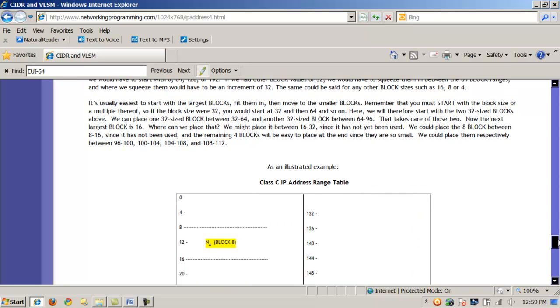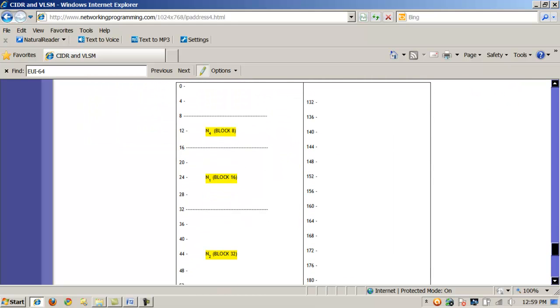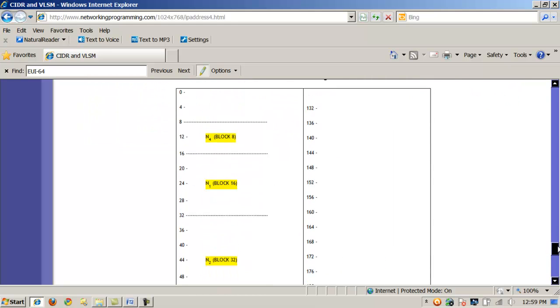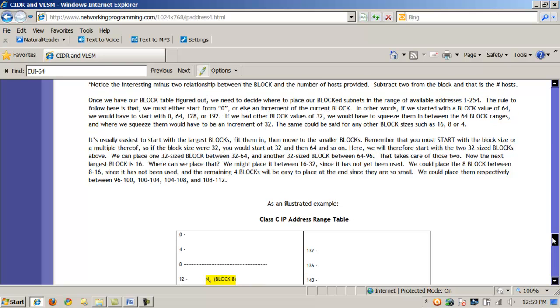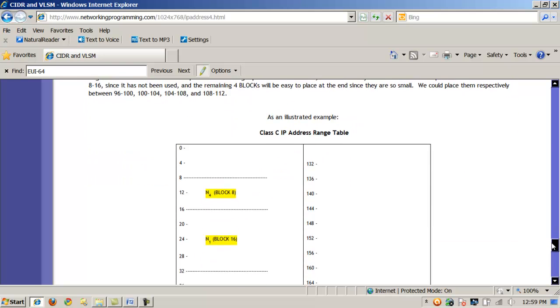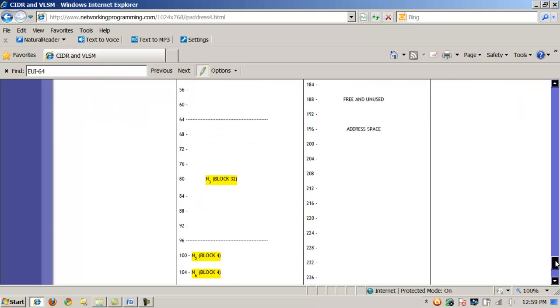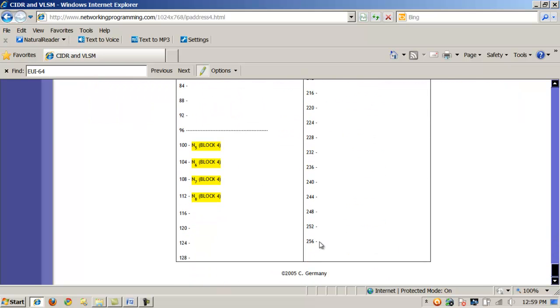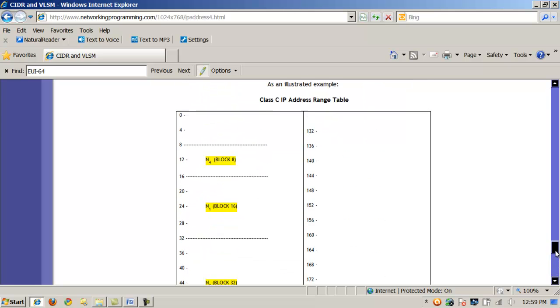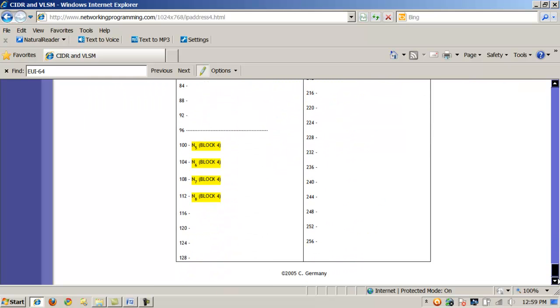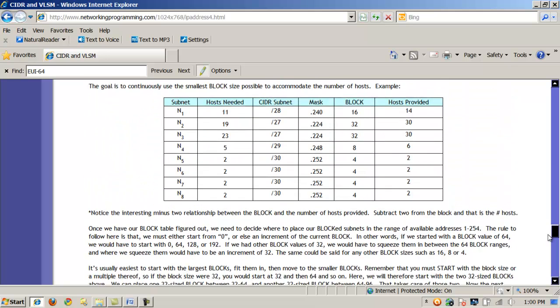It's easy to fit small ones. You can tuck them in places where there's just some range of IPs available. But the reason you want to start with the larger blocks first is it's harder to fit them in. It's harder to find a spot for them. I only have 256 possible values here, 0 to 256. So let's look at positioning or placing them.